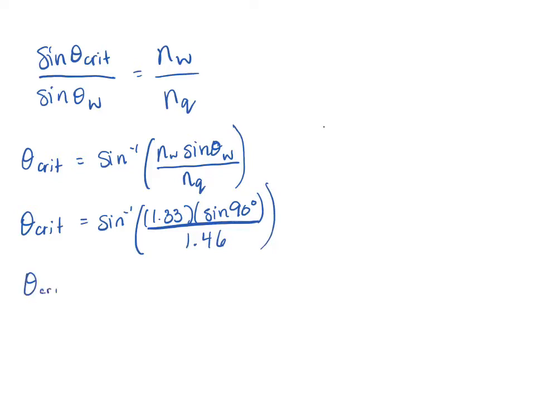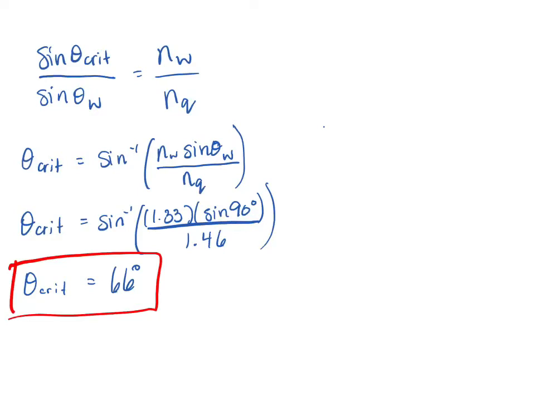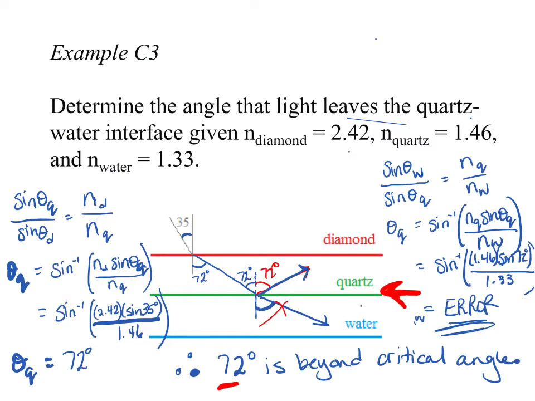Divide that by 1.46, which is the index of refraction for quartz, and we get this critical angle of 66 degrees. So that is definitely proving to us that 72 degrees is obviously greater, and that's why there would definitely be total internal refraction. So since the angle in quartz is greater than the critical angle, then we have total internal reflection. TIR is just what we call it, because of course, who wants to write more than that? So there we go. So therefore, we do know that it's reflecting back at that 72-degree angle.